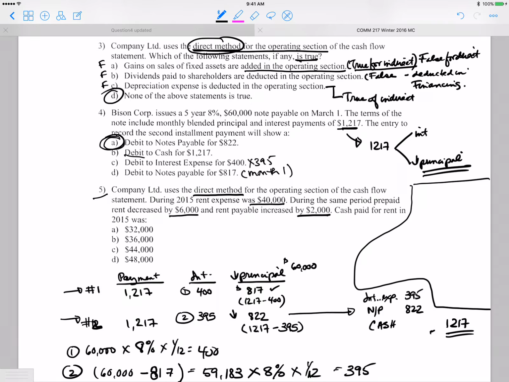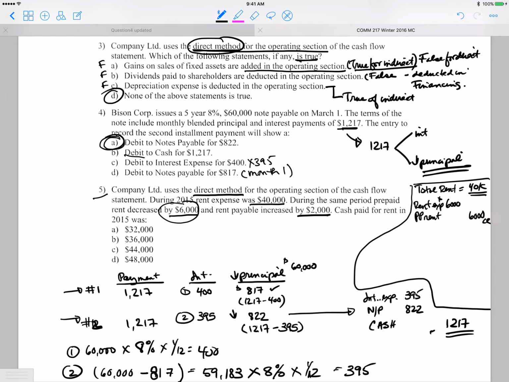I'm going to go through the journal entries for each one of these. So I'm going to make 3 journal entries to record rent expense in 3 parts. So we know that the total rent expense has to be equal to $40,000. So let's look at this $6,000. During the same period, prepaid rent decreased by $6,000. So in order to decrease prepaid rent, I had to credit the account, right? So this is the entry there. So the only debit this could be is rent expense.